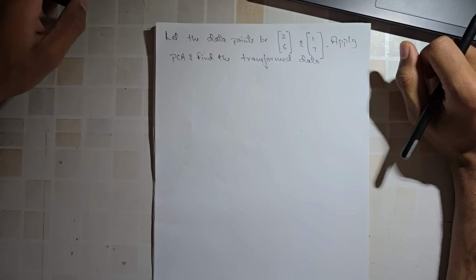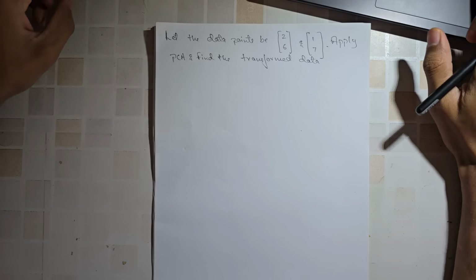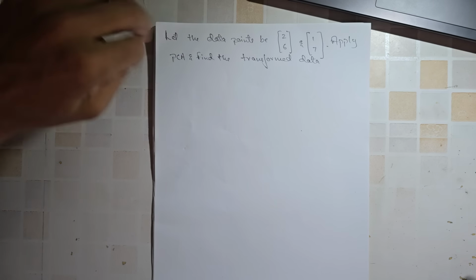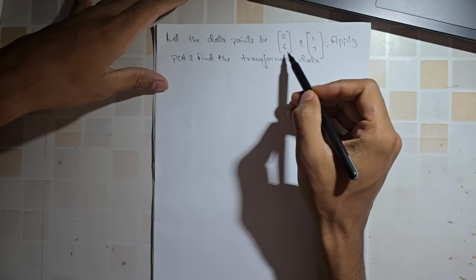So we have a problem in module 2 about PCA, which was also asked in the model question paper. So now we'll be solving this problem. See, they have given data points. These are nothing but vectors.